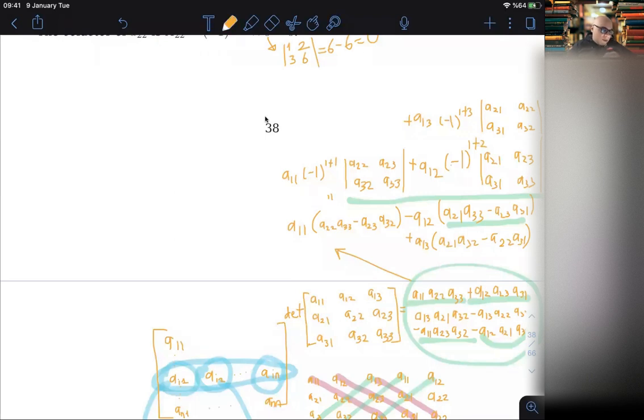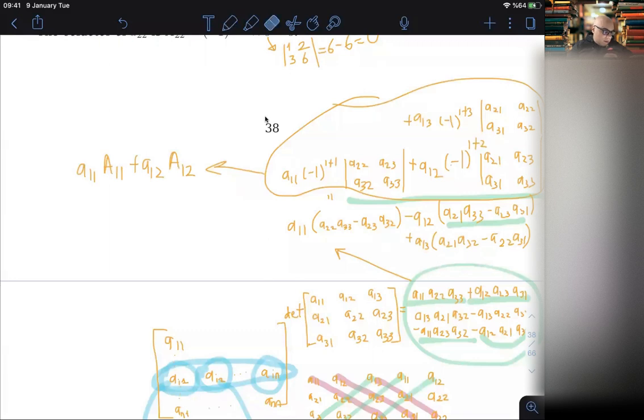So let's go back. What is this thing? This is really the cofactor of A11, so it is the capital A11. So I can write this whole expression here as A11 times the cofactor of A11 plus A12 times the cofactor of A12, capital A12, and plus A13 times the cofactor of A13. So this is the expansion of the determinant using the first row, okay?